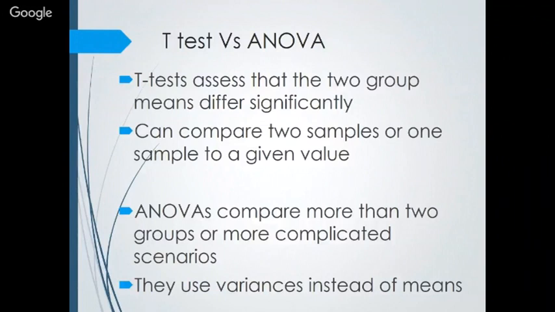ANOVA compares more than 2 groups, a more complicated scenario. They use variance instead of means. Actually, in the t-test we are using the sample mean for testing, and in ANOVA we are using variance, how scattered the sample data is. That is the criterion we are using.